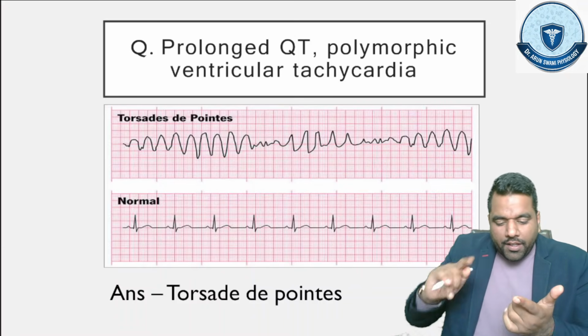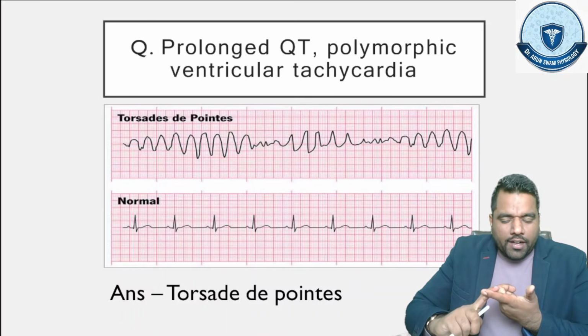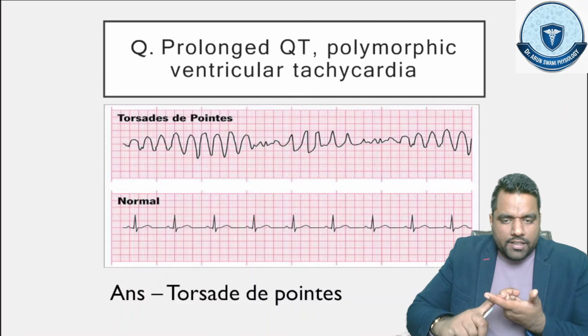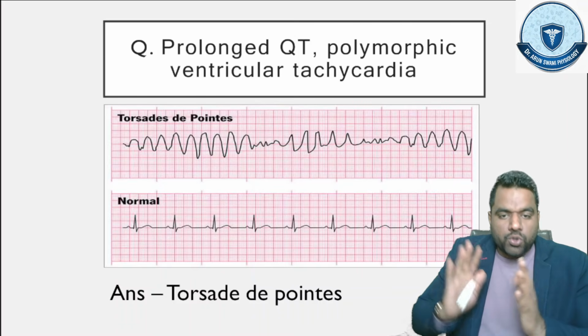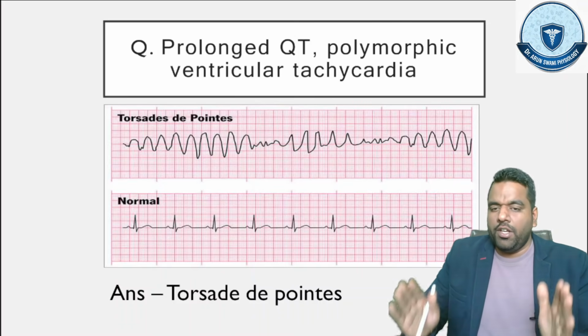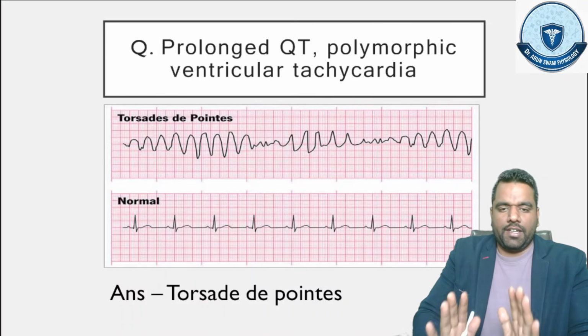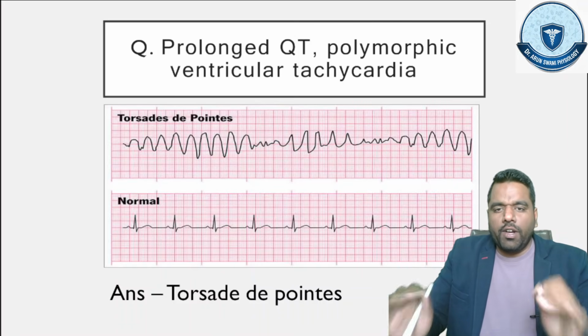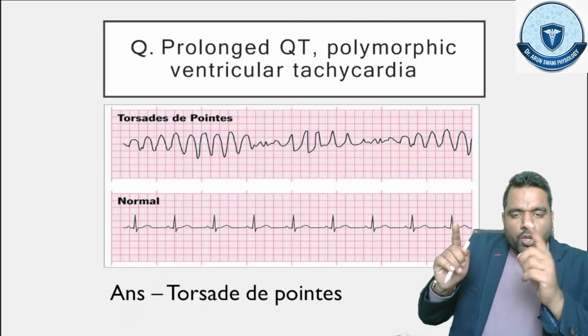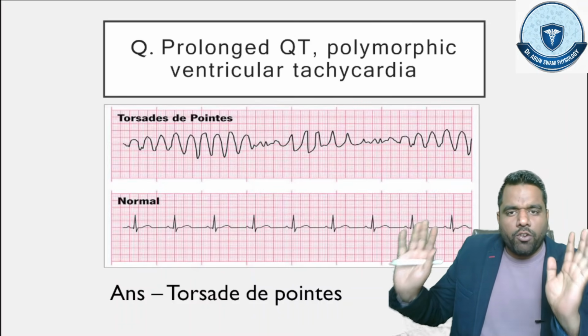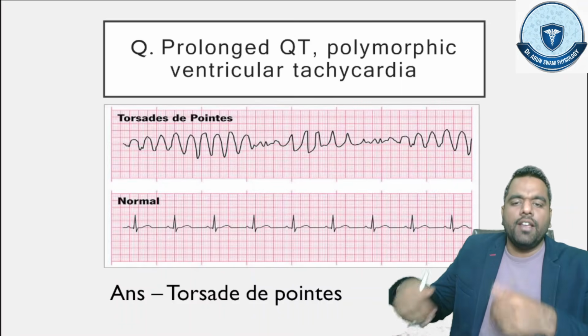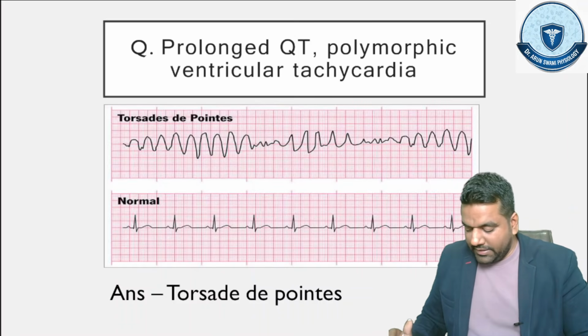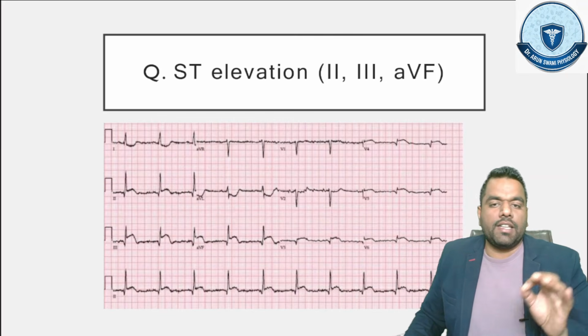So one more time, no P wave, irregularly irregular rhythm, atrial fibrillation. Sawtooth pattern, atrial flutter. Short QRS, SVT. Wide QRS, VT. This dancing-like QRS or dancing-like wave, polymorphic ventricular tachycardia, prolonged QT, that is torsade de pointes, right? Then talking about the ST elevation.